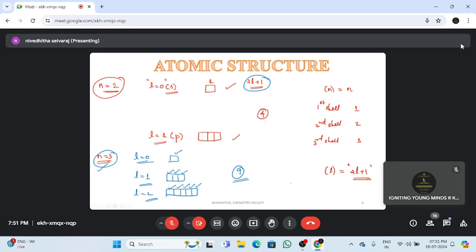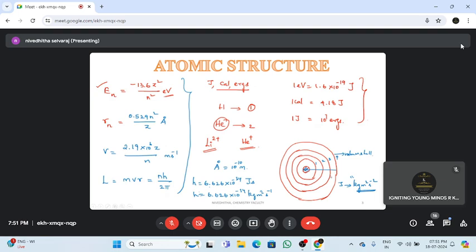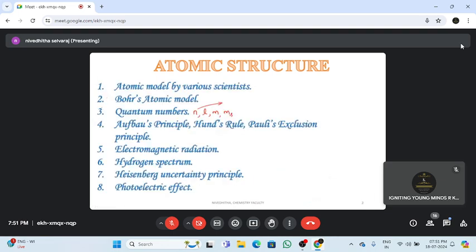So in the fifth shell, how many orbitals will I have? 25. Very good, that's it. So write down the formula: the number of orbitals in a given shell is n square. Fine. So you have to know all these formulas. We have seen this, these and this one.